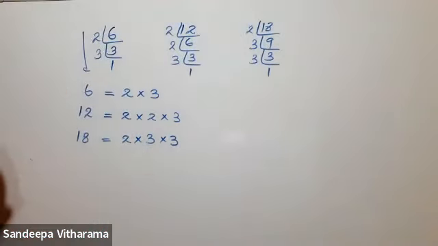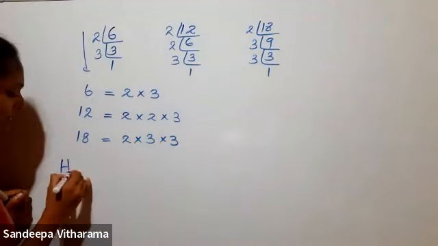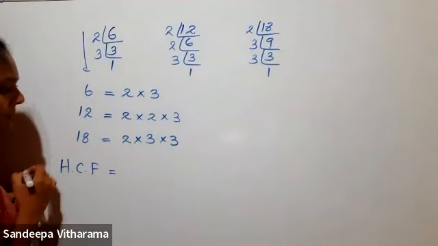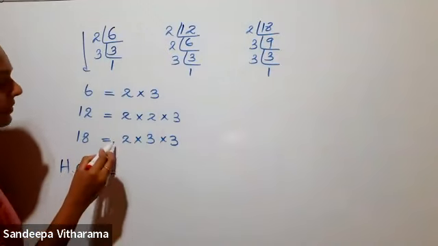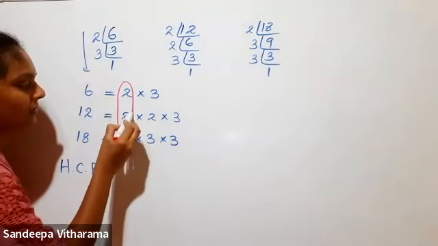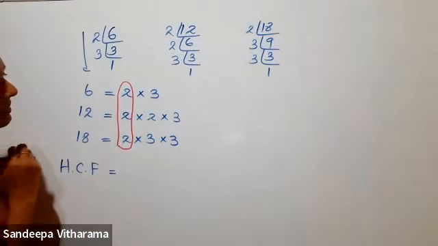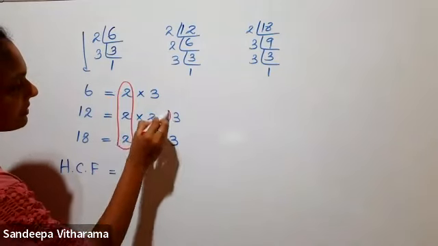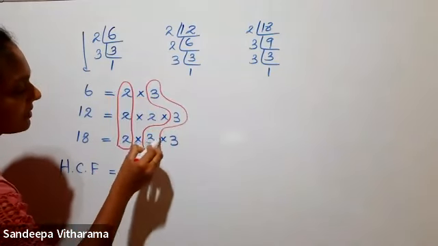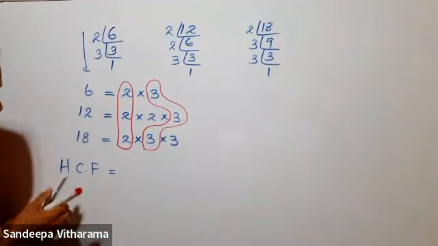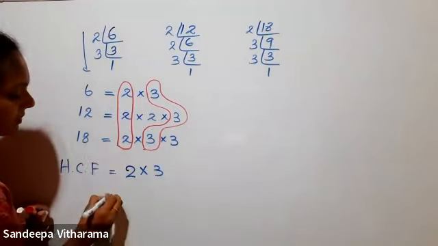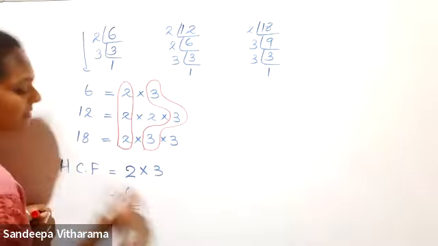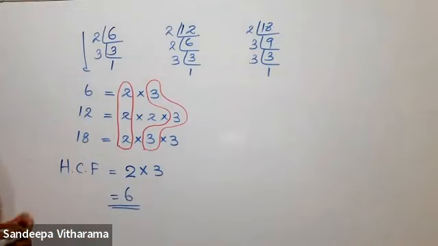Then to find the highest common factor, HCF, you have to choose the common factors. 2 is common, no? Look at here. 2 is common. 3 is also common. Then you have to write the common factors. The product of the common factors is obtained as the HCF. Okay. Is this clear?